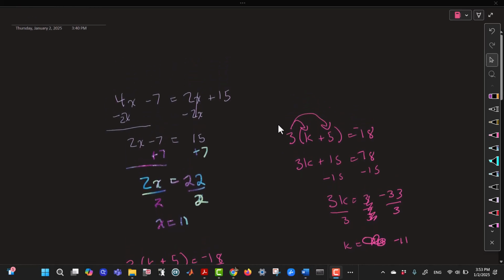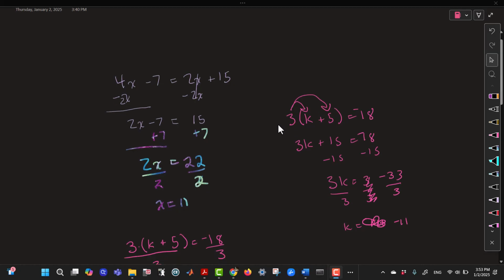So the first one was in the first problem. And just so you know, when you come to it, you say, wait a minute, why did she do that? And it was a mistake. When I copied the problem over, I was supposed to write 3 times k plus 5 equals negative 18, but I forgot the negative. And so I worked the problem without the negative, and I got the wrong answer, and I said, why is it wrong? And I went back and fixed it.